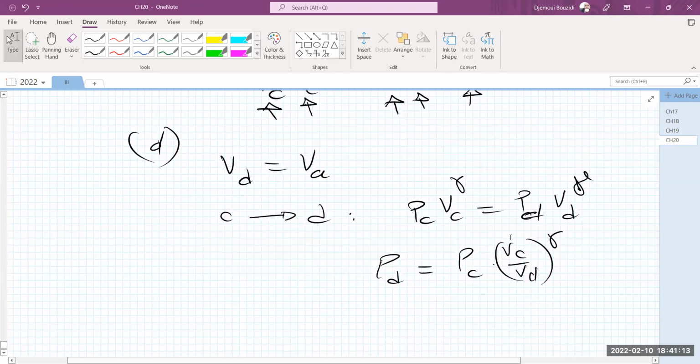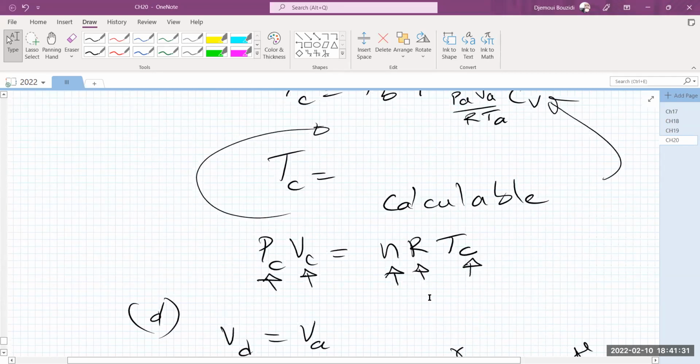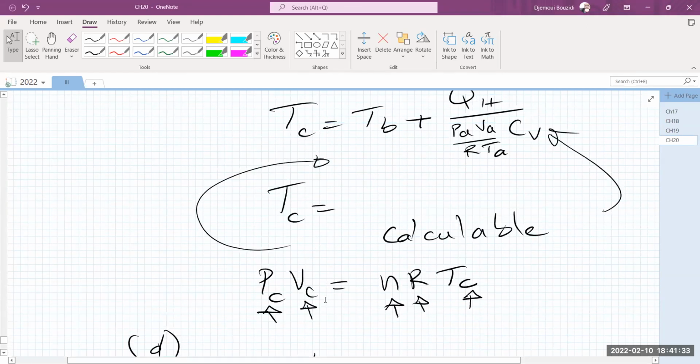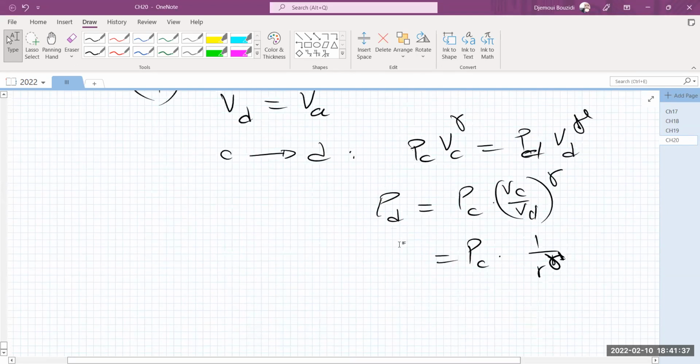As a matter of fact, we know that VD over VC is R. So this is going to be PC, the pressure at C, times 1 over R to the power gamma. Gamma, not gamma minus 1. The reason why this is computable, this is 10.6 to the power 1.4, and this is PC that we just found from this expression. So we can find what PD is, what that pressure is.